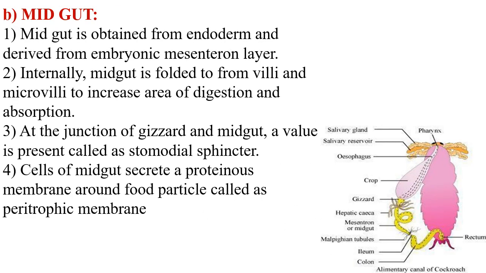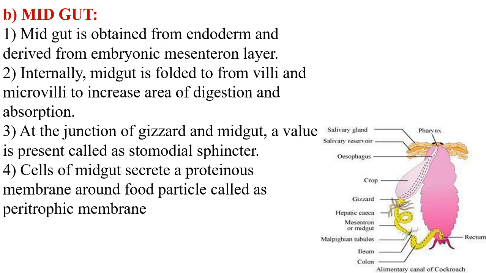Then the second part of the alimentary canal is called the midgut. Now this midgut is derived from endoderm, and you can even say it is derived from the embryonic mesenteron layer, which is a characteristic feature of non-chordates. Internally, the midgut is folded into a large number of villi and microvilli to increase the area of digestion and absorption.